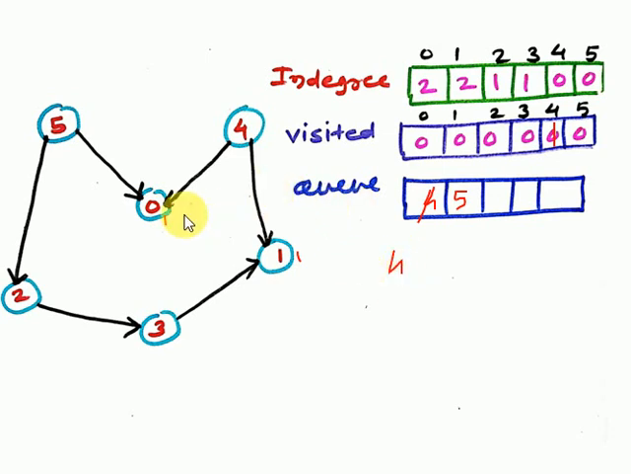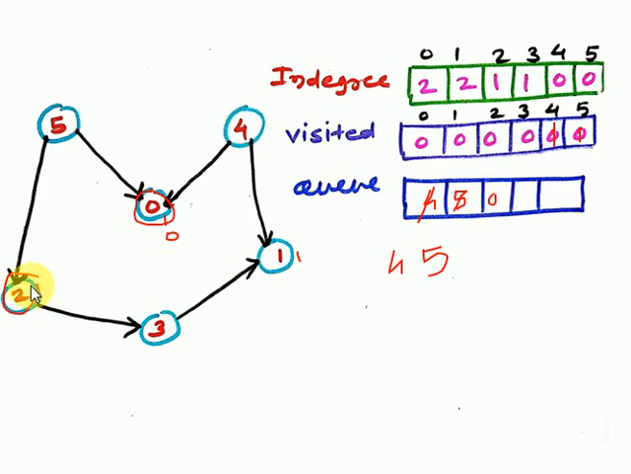Now the vertices adjacent to 4 were 0 and 1, but their in-degree is now not 0, so I'll not insert them into the queue. Next I'll apply delete queue, which gives vertex 5. I'll display vertex 5 and mark vertex 5 as visited 1. Adjacent to vertex 5 are vertex 2 and vertex 0. Vertex 0 has in-degree 1, I'll decrement it by 1, so now it will become 0. So I'll insert vertex 0 into the queue.